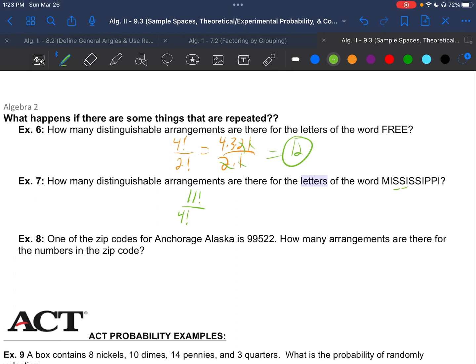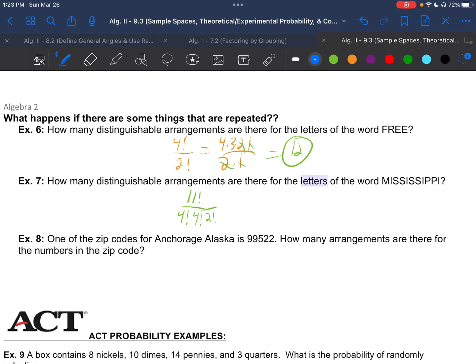Then you have to go through the same thing for the S's. Another 4 factorial on the bottom. And then for the P's, you have to do another 2 factorial. And so what happens here is each time you have a letter repeated, you have to divide by a factorial for that letter.